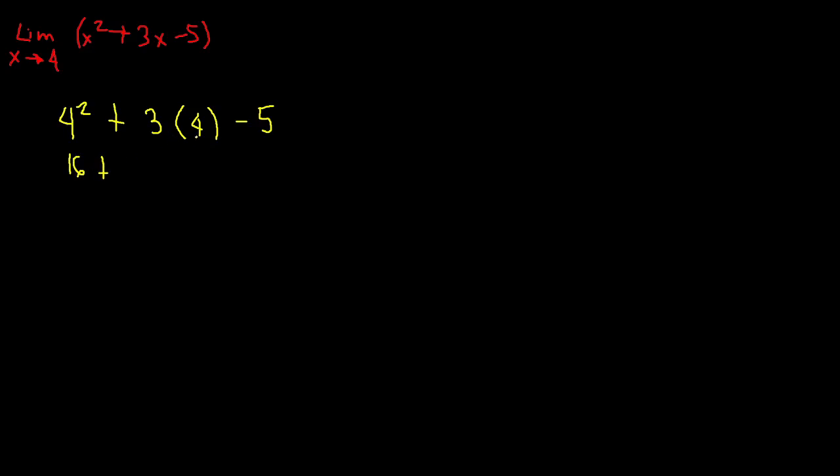And then, 4 squared ay magiging 16, plus 3 times 4 ay 12, minus 5. Next, 16 plus 12 ay 28, minus 5. And 28 minus 5 is equal to 23. And there you go. That is our final answer, which is our limit is 23.